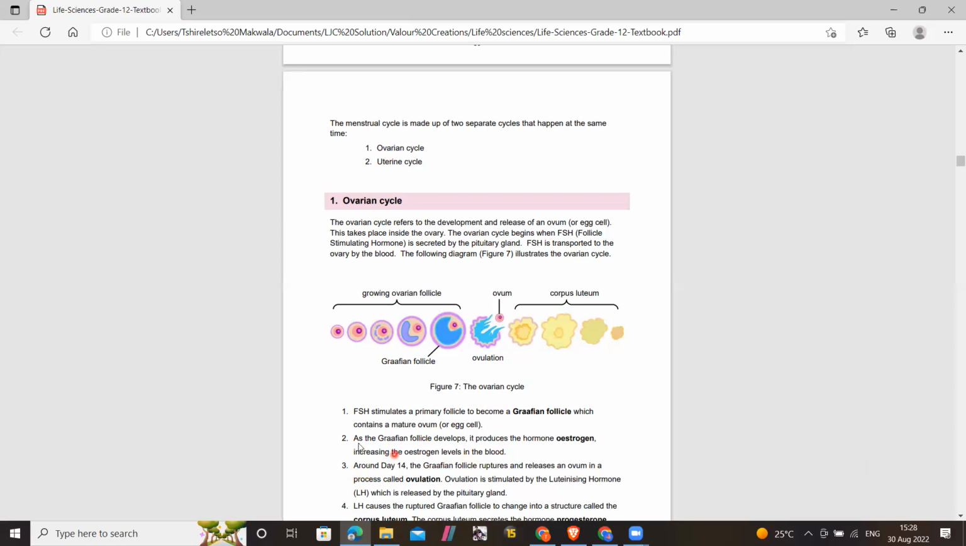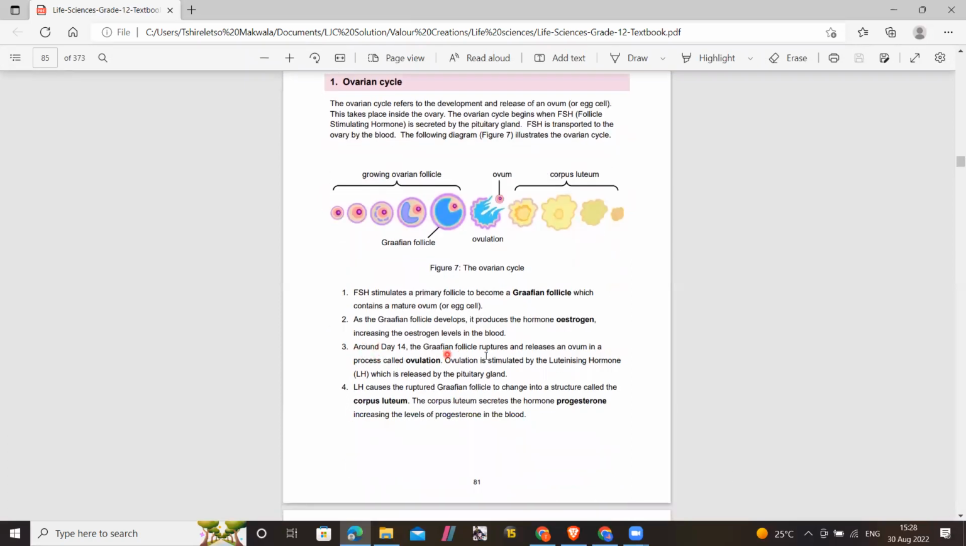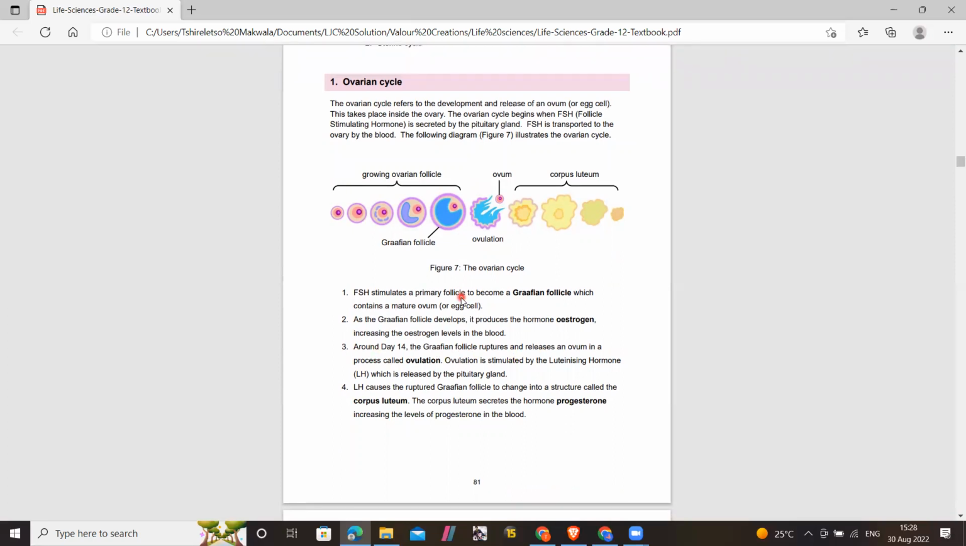Basically, as the Graafian follicle develops, it produces the hormone estrogen, increasing estrogen. Then they said around day 14, the Graafian follicle ruptures. Why does it rupture? Because during this time, it's the ovulation stage. Ovulation is when the ovum basically escapes the Graafian follicle.